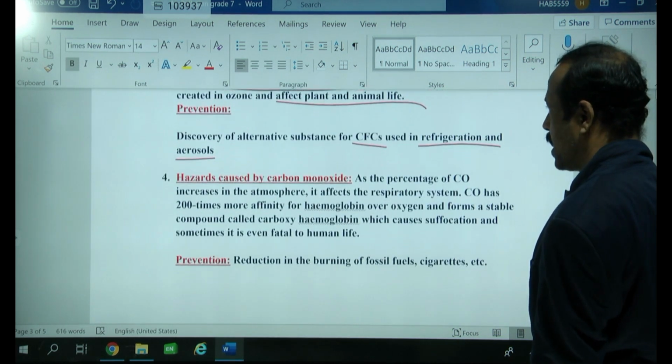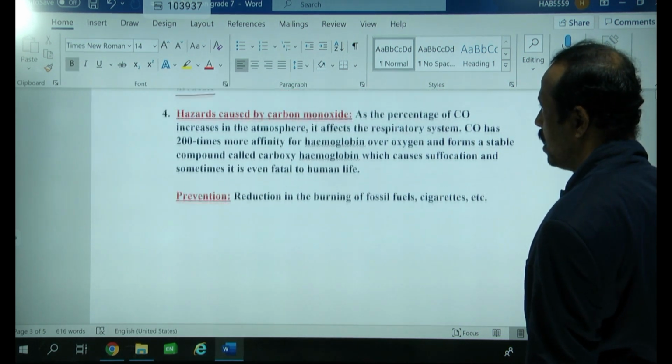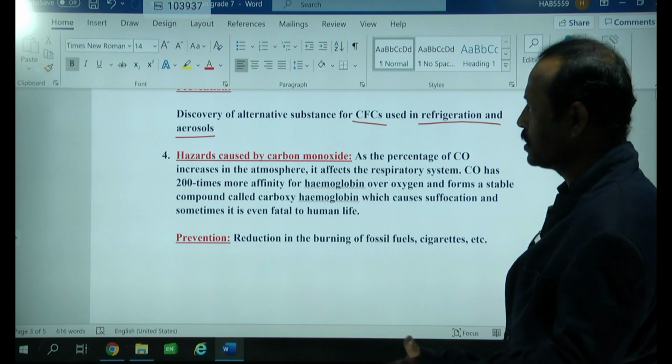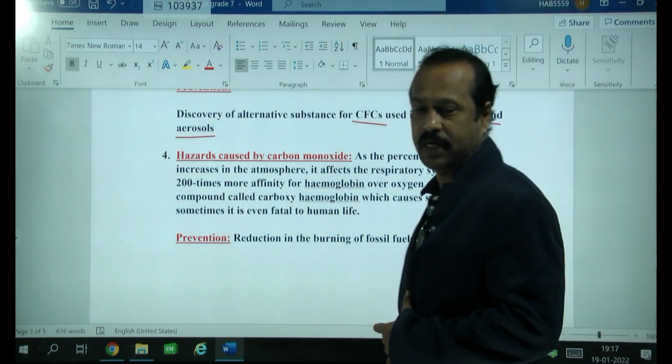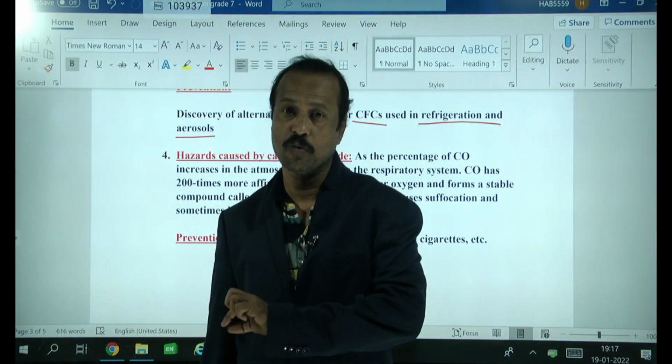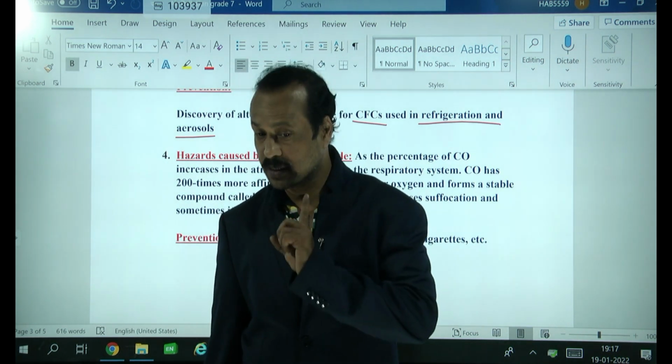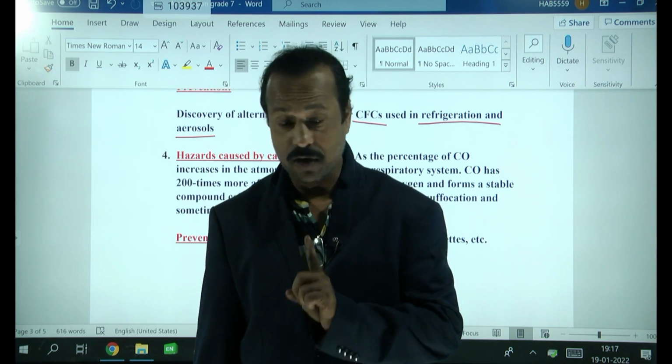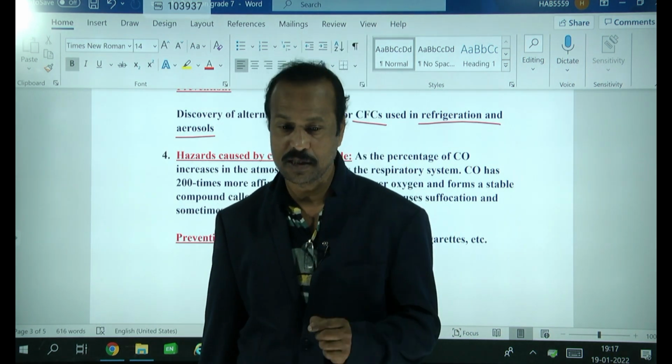Okay, sir. Right. Now come to the carbon monoxide. This also, I just now told you that carbon monoxide is a poisonous gas. Carbon can form two types of oxides: one is carbon monoxide, the other is carbon dioxide. Carbon dioxide is not toxic, but carbon monoxide is poisonous.